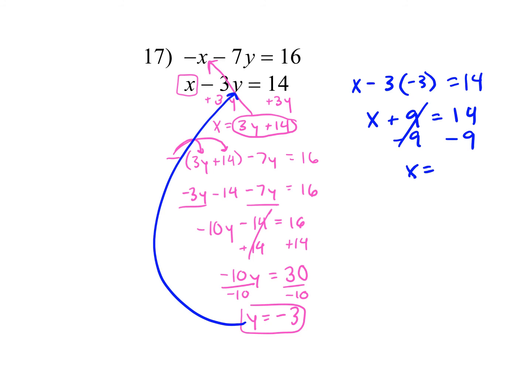What's 14 minus 9? 5. How do I write my answer? Awesome. 5 comma negative 3.